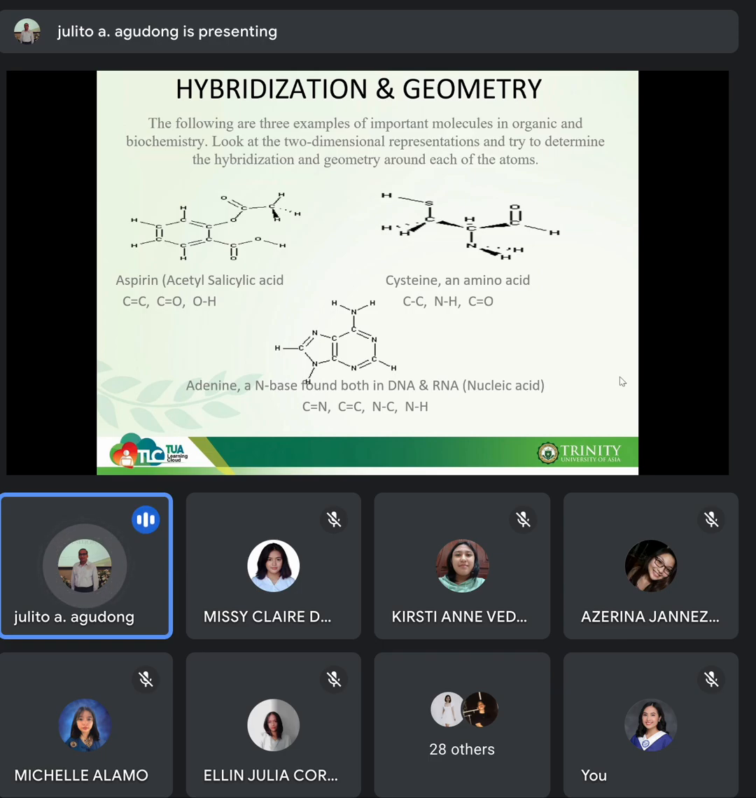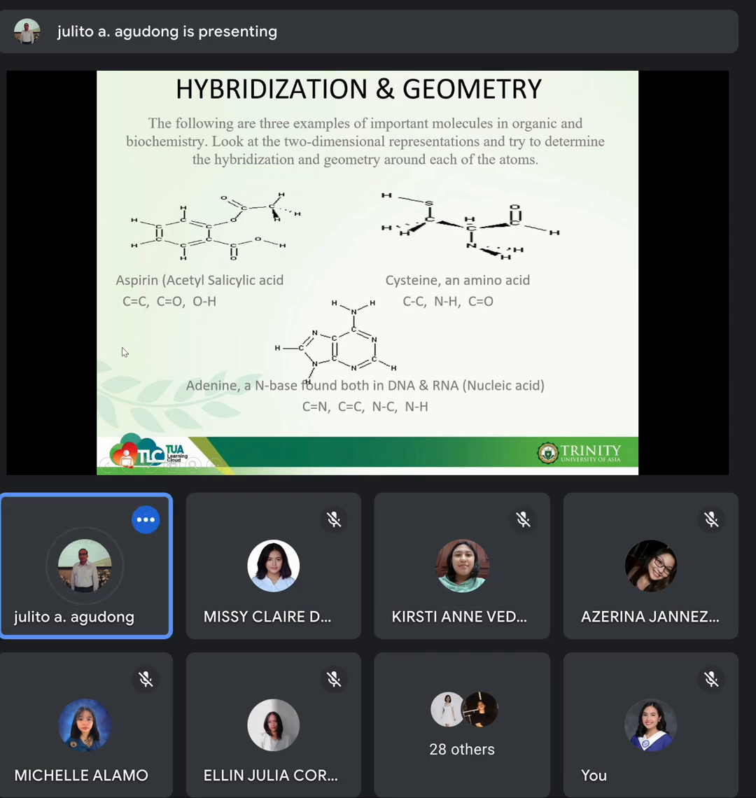Okay, what about the C double bond O? This one, the carbonyl group. sp2. What is the geometry of this carbon? Trigonal planar, of this molecule I mean. It would be trigonal planar. Okay, any questions, class? None po. Okay, very good.